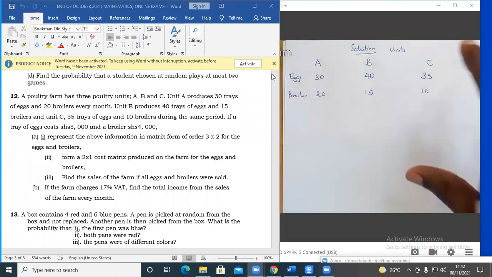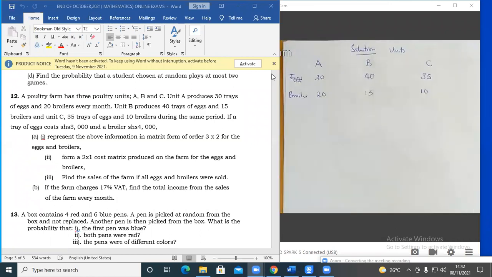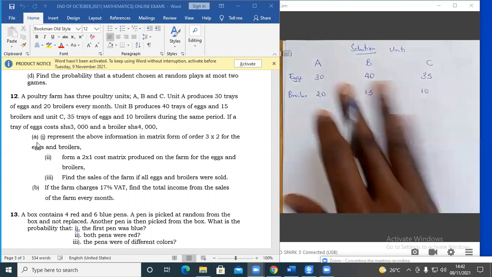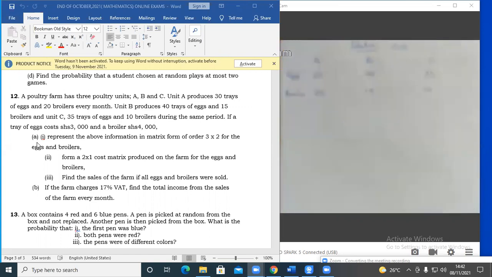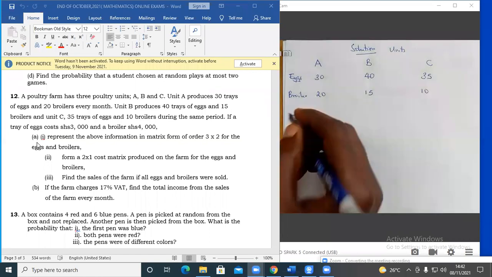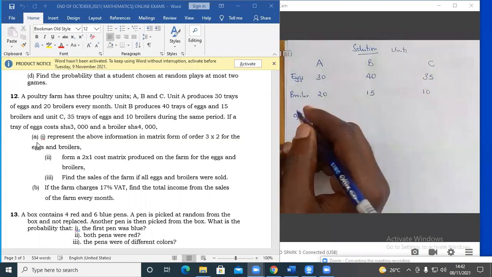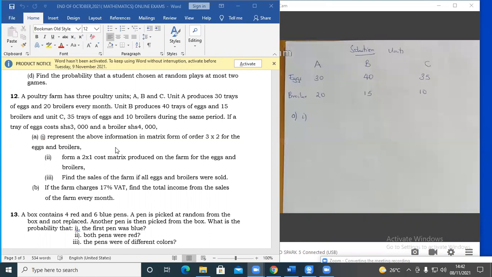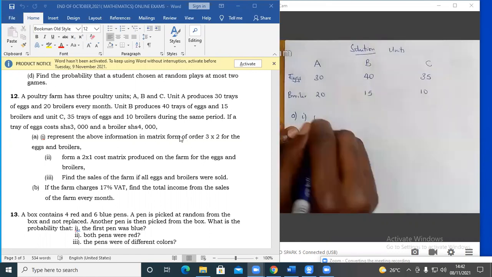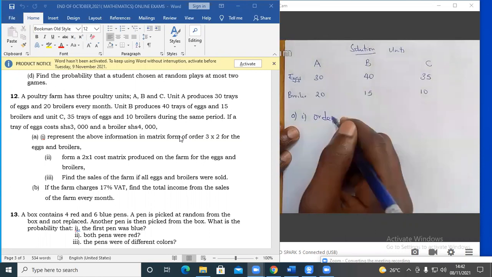So the only way we can form our matrices depends on the question and the order of the matrix they want us to form. So I can play around with this matrix in any way I want. But when you look at the question, what have they said? They have said represent the above information in matrix form. Of which order? The order is 3 by 2.